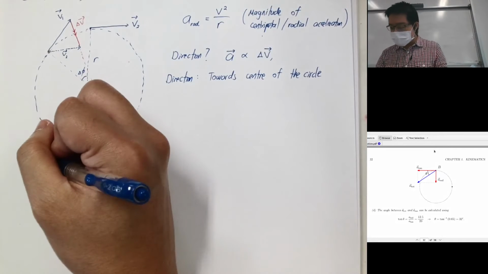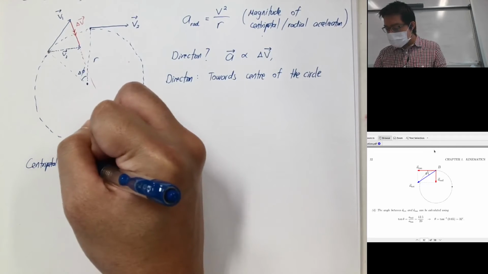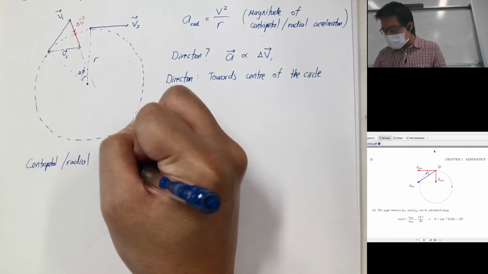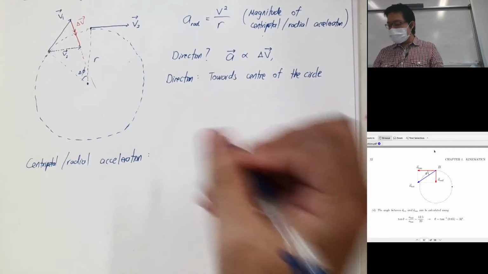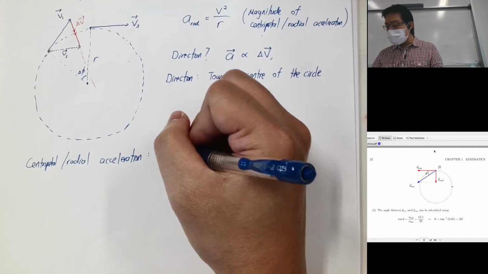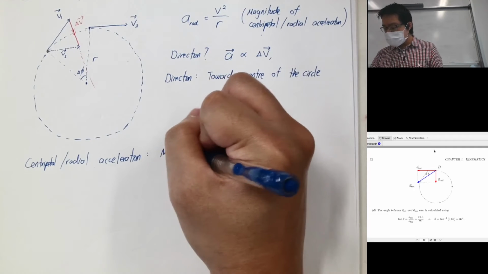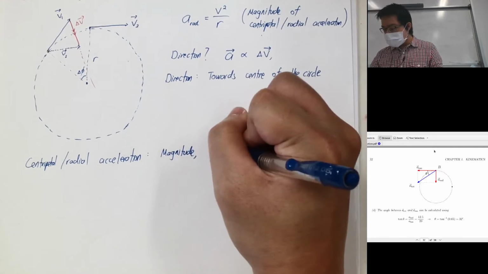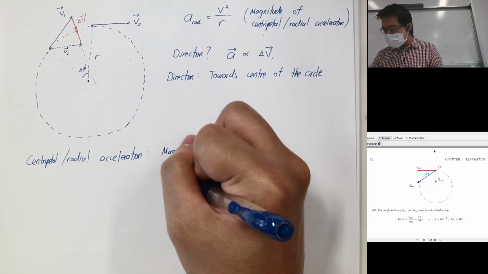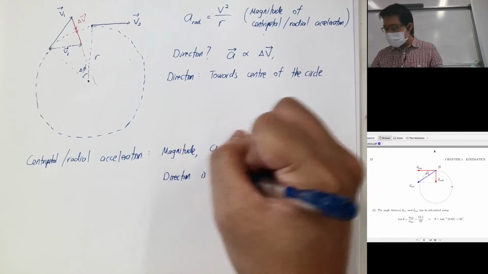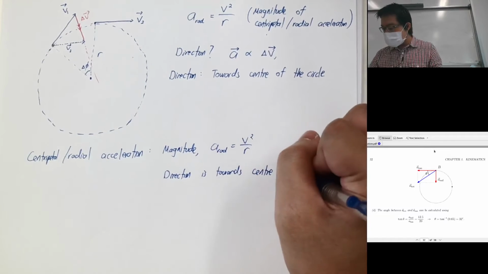So to summarize, our centripetal, radial acceleration, right? It is a vector. We can say its magnitude is equal to v squared over r, and the direction is towards the center of the circle.